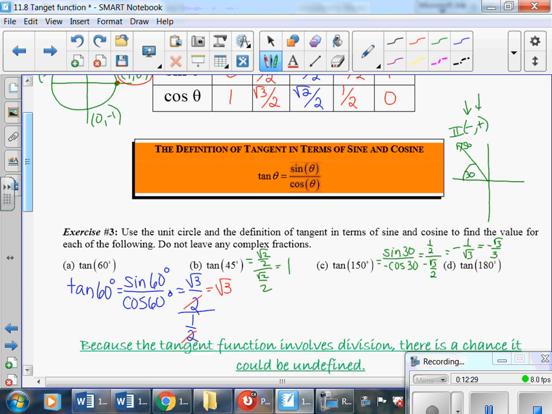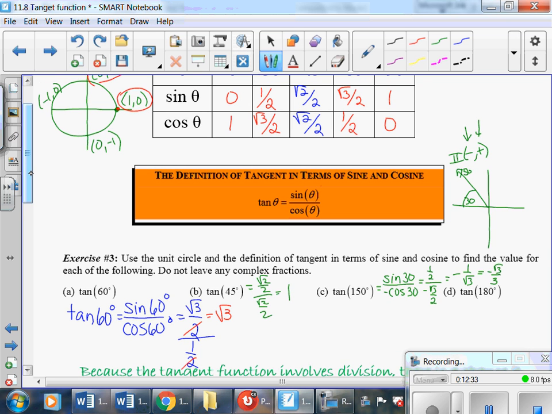And the tangent of 180. Well, 180 is sitting right here on my unit circle. It's negative 1 comma 0. So I know that this is going to be the sine over the cosine. The sine is 0. The cosine is negative 1, and 0 over anything is equal to 0.